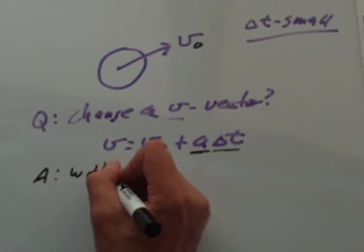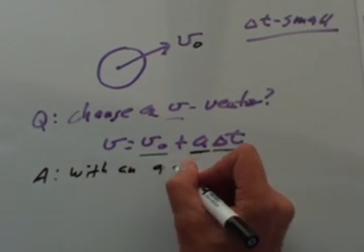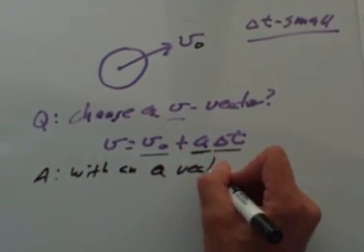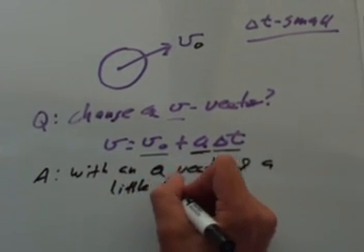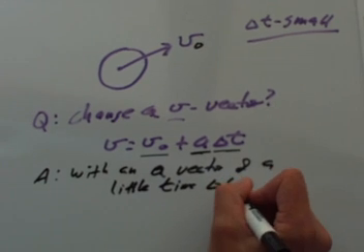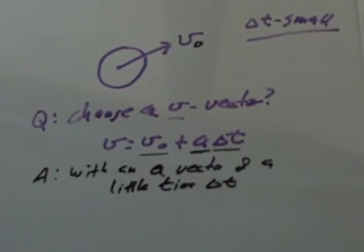Well, you change v with an a vector and a little time, delta t. Those two things are required to change a v vector.